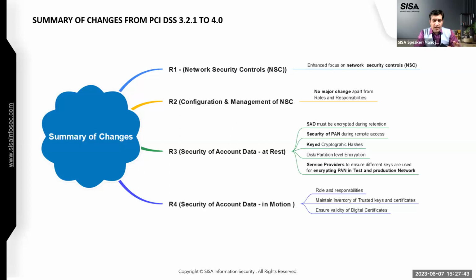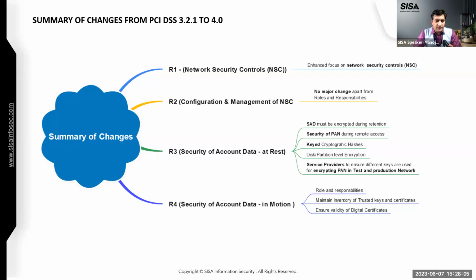Requirement number 2, which is focused on configuration and management of network security controls, I don't see a major change in this particular requirement, but again, roles and responsibilities have been spread across all the requirements, right? So that is mandatory as well. You cannot wait on that, right? So that's about your requirement number 2.